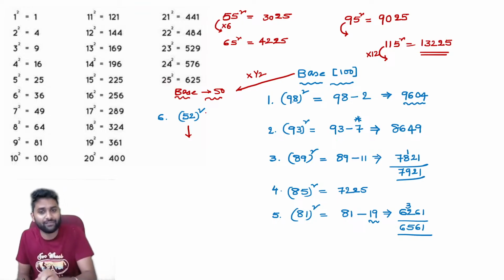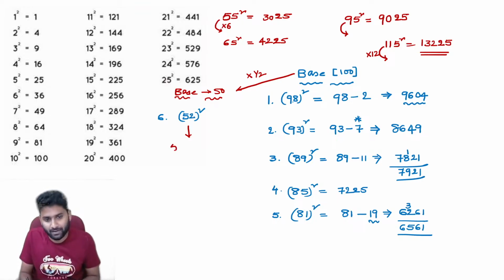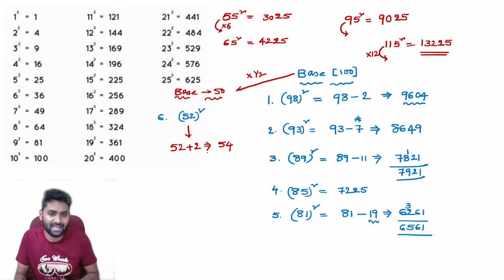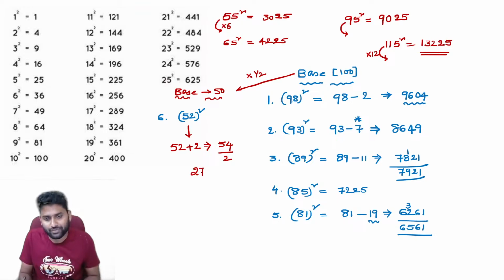52 is more than 50, guys. 52 is more than 50 by 2 units. Now, the sum of 52 and 2 is 54. But since you are changing the base to 50, you have to divide it by 2. If you divide it by 2, you will get the value of 27.